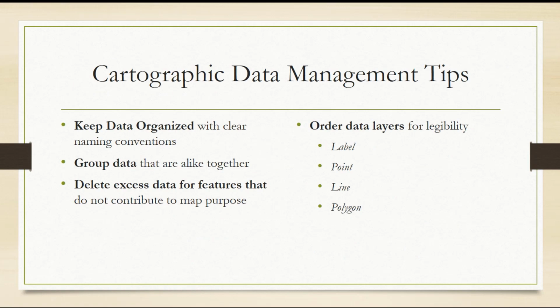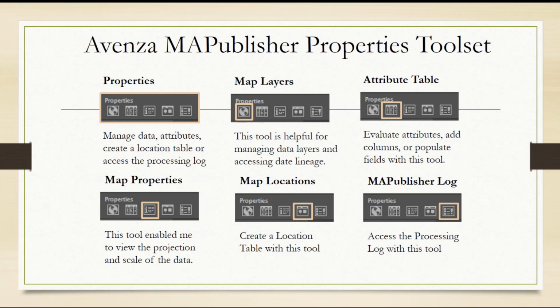When producing a map, it is important to keep data organized and label the content of the data layer clearly. The data should be placed in label, point, line, and polygon order to ensure legibility. The Map Properties toolset provides useful functionality for the data exploration phase.